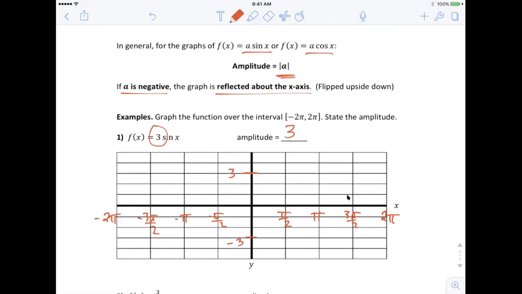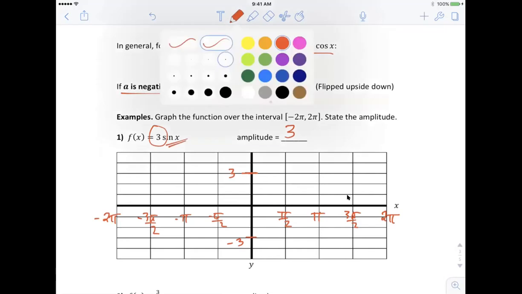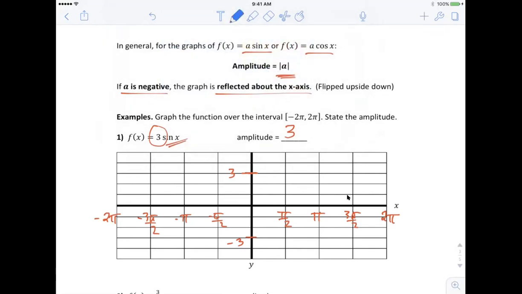Now, how do we get the graph? You don't have to sit there and plot points. You can just do the sine pattern. So this is sine, let's do it in blue. Sine, let's do the positive one first, starts in the middle, goes up, middle, down, middle. That's one of the cycles.